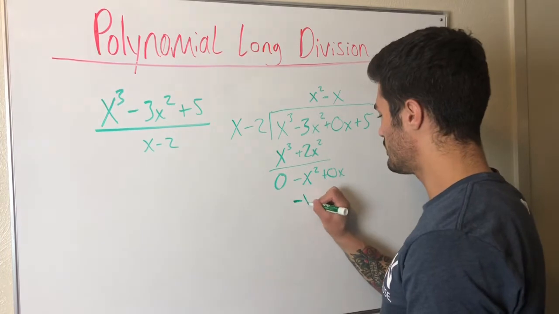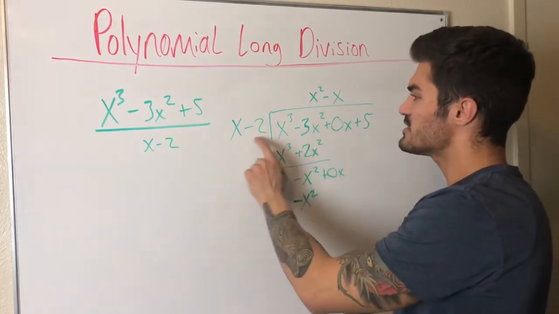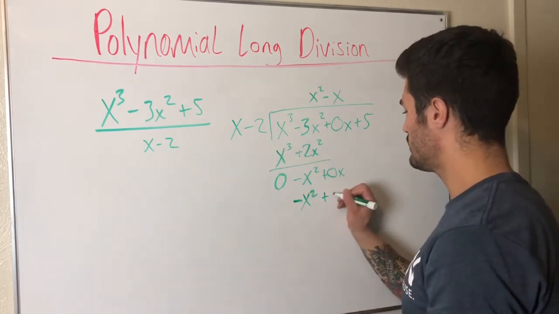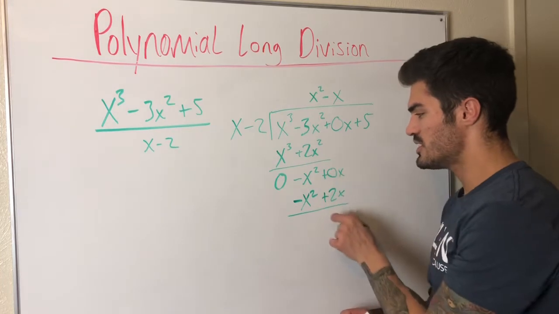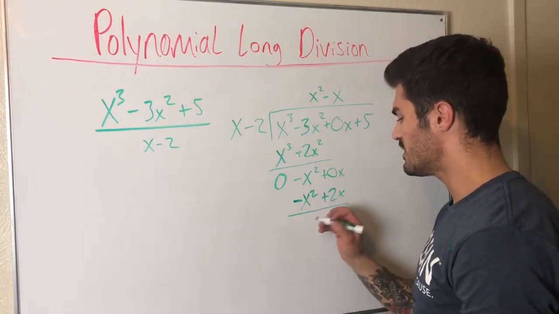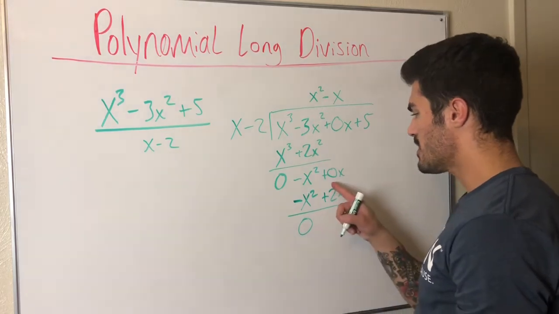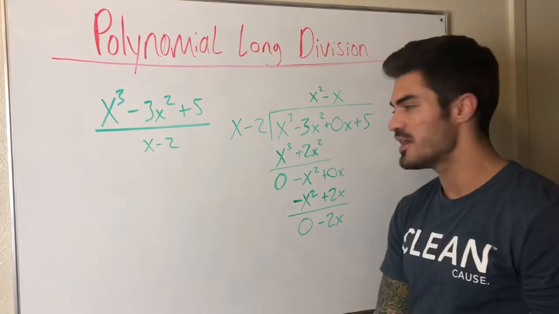Negative x squared. Negative x times negative 2. That's positive 2x. And now when I subtract down, look what happens. Another reason why I need this x column. Negative x squared minus negative x squared, that's 0. 0x minus 2x, that's negative 2x, right?